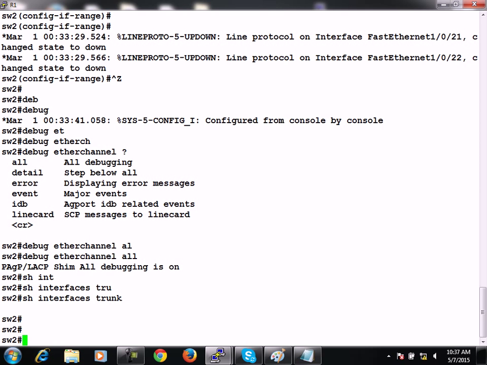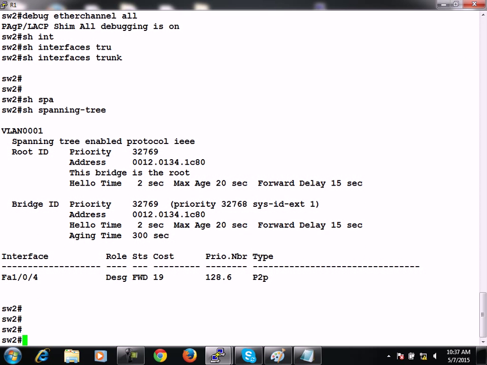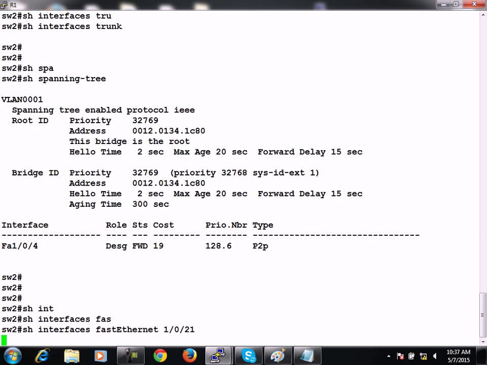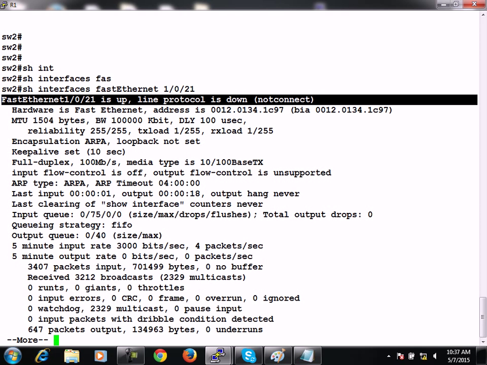Nothing, ports have gone down actually. So spanning tree, 21, 22 are not participating now. Show interface FastEthernet 1/0/21. Check it out. It is showing me that line protocol is down actually.